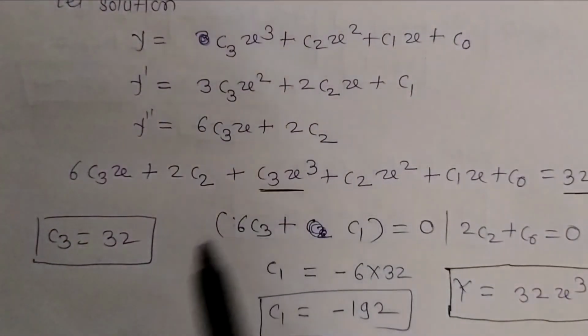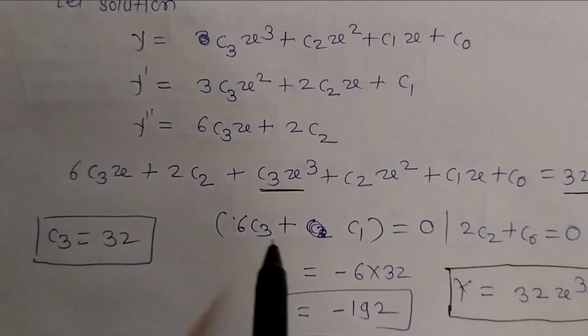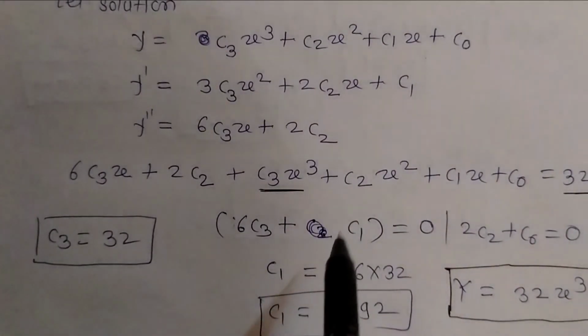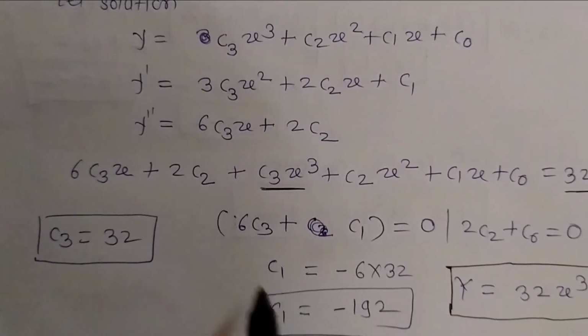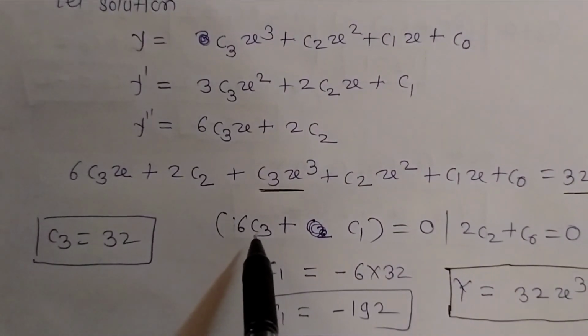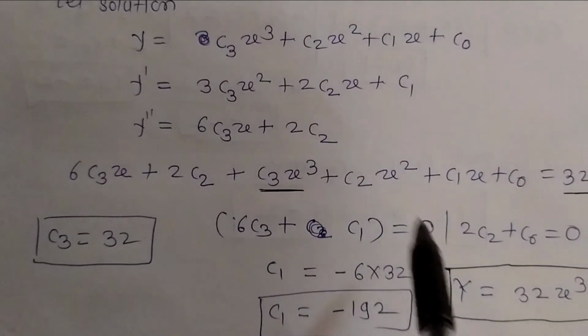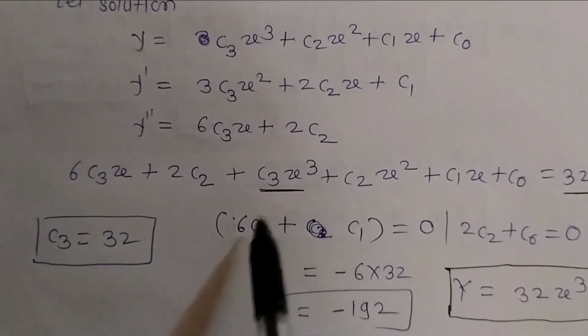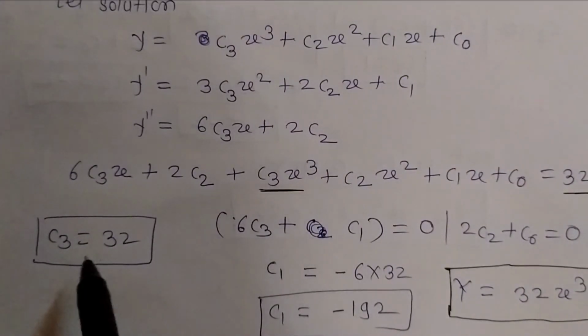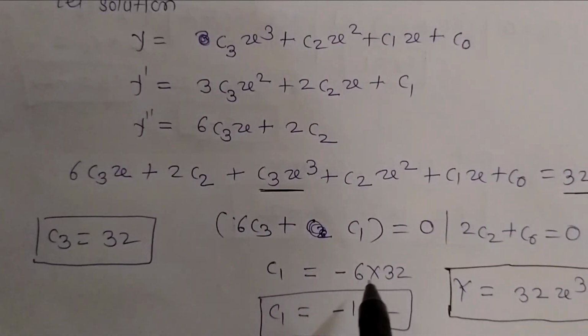We know c3 is 32, so we have to find the value of c1. 6 c3 plus c1 is equal to 0. When we take this to the right hand side, it becomes minus 6 c3. C3 is 32, that is minus 6 into 32, so c1 is equal to minus 192.